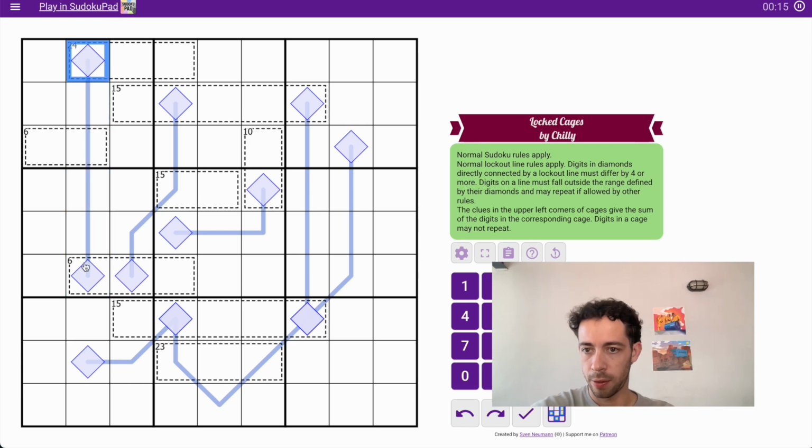Okay, so these two diamonds are connected directly by a lockout line. I assume this and this diamond are not directly connected, right? This directly connects to these three, but none of those three directly connect to each other. Now, whatever digits we put in these diamonds, the difference must be at least 4. So for example, we could put 1 and 5, or 2 and 6, or 3 and 7, etc.